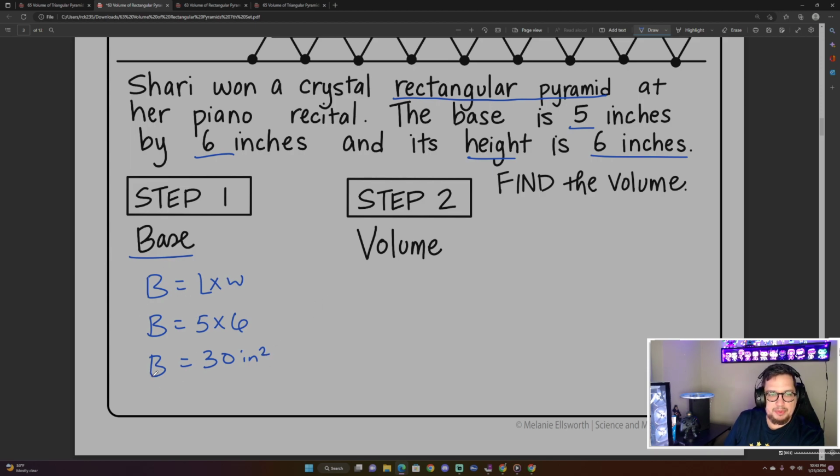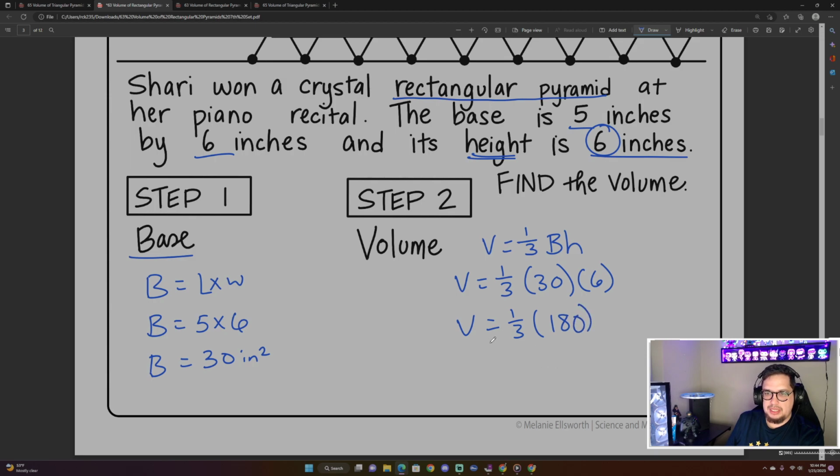So once we find our capital B, our area of the base, now we can move on to the formula for volume. Again, the formula for volume is 1/3 area of base times height. So let's go ahead and start plugging it in. We know the area of the base. 1/3, the area of the base was 30. The height is right here. Height is 6. Okay. So we can multiply there first. 1/3 and then 30 times 6 is 180. And now we've got to find out what is 1/3 of 180.